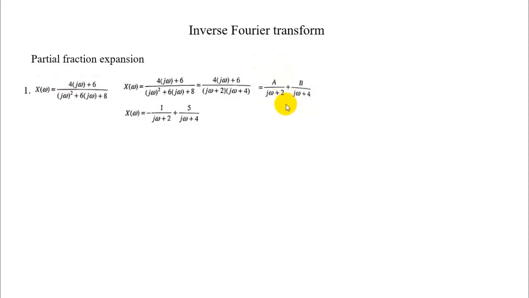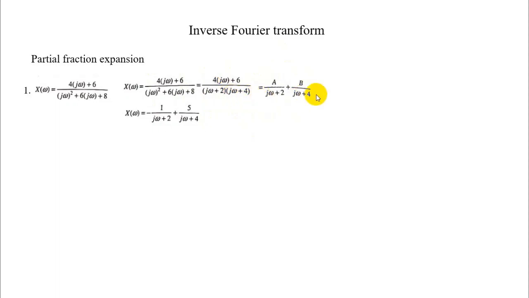As we have seen here, the root is -2, the root is -4. After solving this, we can get the value of A is equal to 1, B is equal to 5. How can we solve this? We already know the method, but I want to remind you how we could solve this.